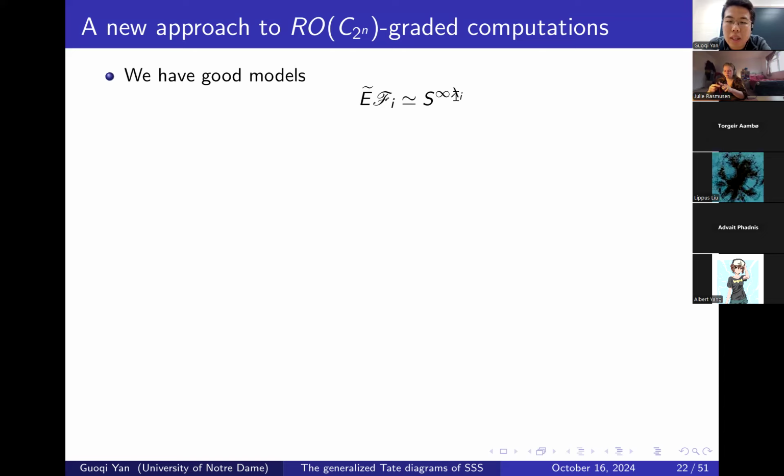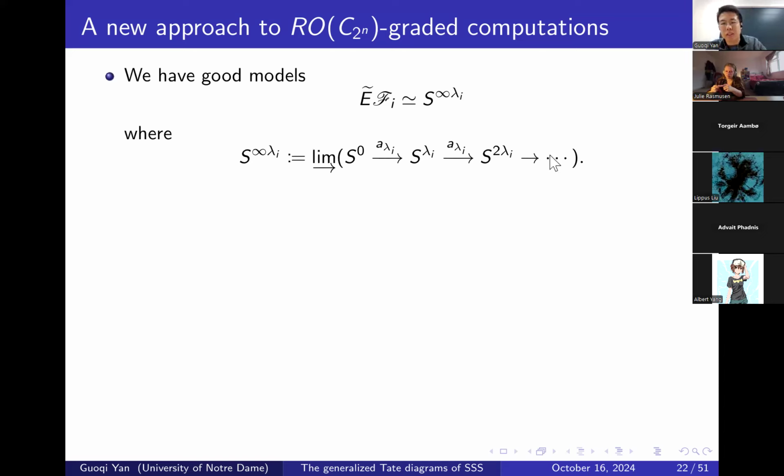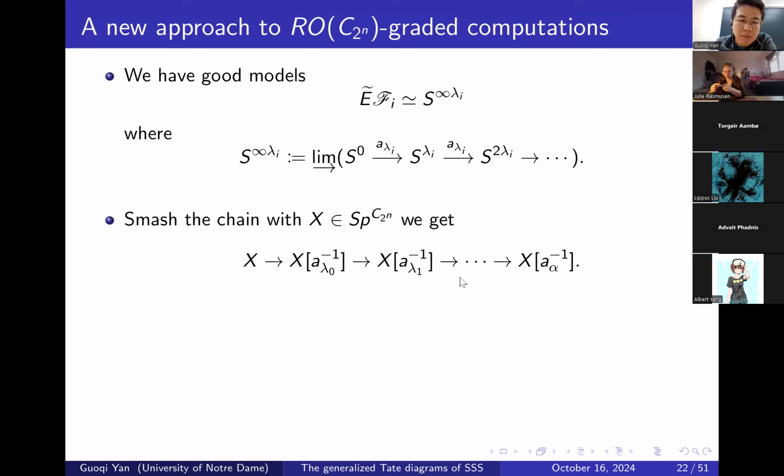Here lambda_i is a two-dimensional rotation. We take countably infinitely many copies of lambda_i and one-point compactify. Or, defined in another way, S^infinity lambda can be defined as a colimit along all the inclusions. S^lambda_i has the north pole and the south pole. S^0 includes into the two poles, and we can iterate this process and take the colimit to define S^infinity lambda. So, smashing any C_{2^n} spectrum with a chain of families, we get the following tower of localizations.